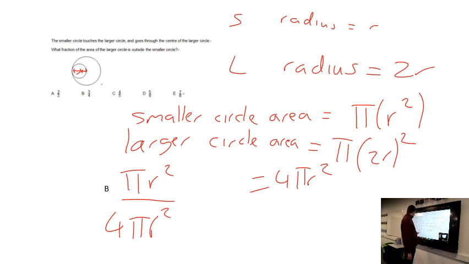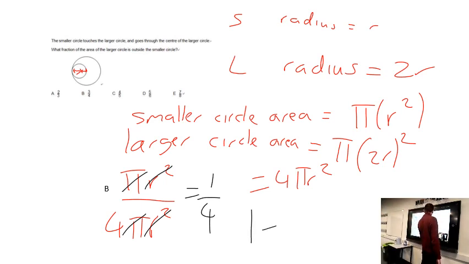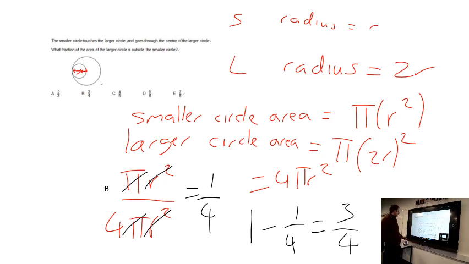Okay, and then we can see that we have the numerator and the denominator. So we use the cancelling, so we can kill off the r squared, kill off the pi, so we're left with 1 over 4. Now we're going to work out the fraction of the area of the large circle outside the small circle. So that's going to be 1 minus 1 over 4, which will be 3 over 4. So our answer is B.